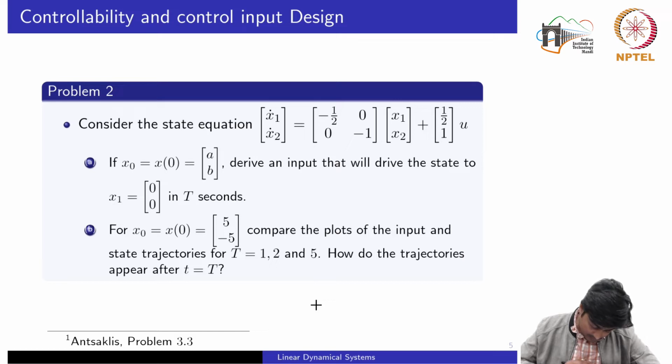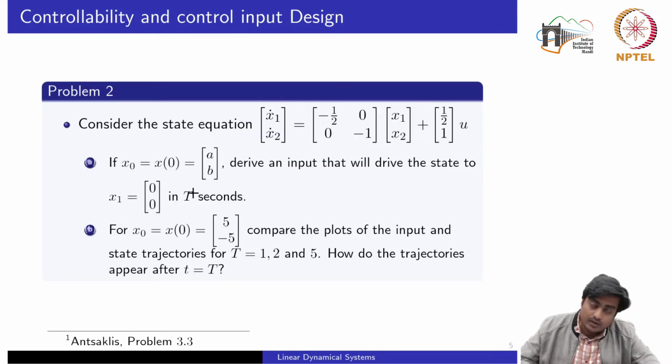The second problem is the follow-up problem 3.2 of the same book, where we are again provided with the LTI system A and B matrices. So given the initial conditions at t equal to 0, a, b, we want to derive an input that will drive the state to the origin in T seconds.